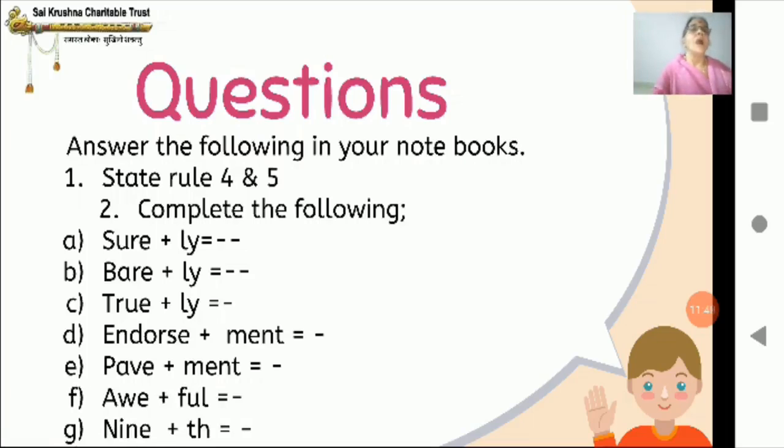Now, how will I know whether my answers are correct? Especially in these spellings, it's very easy. After you write the answers out, open the dictionary and search the words. I have given you the words there, so start searching. Along with the meaning, they would have given you the spelling of the word: surely, barely, truly, endorsement, pavement, awful, and ninth.